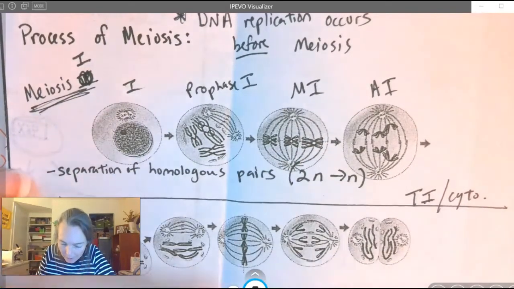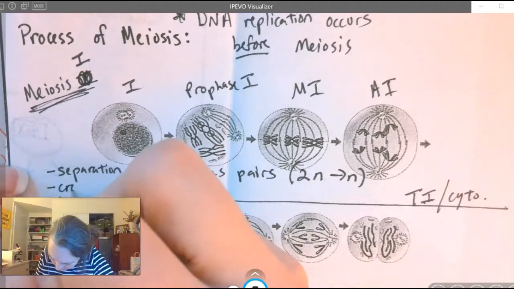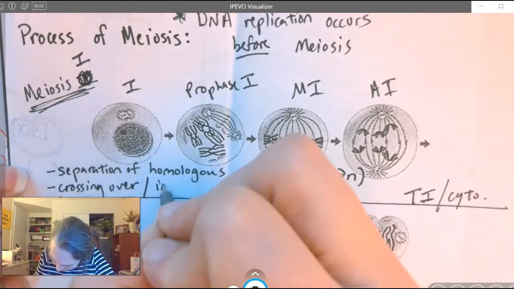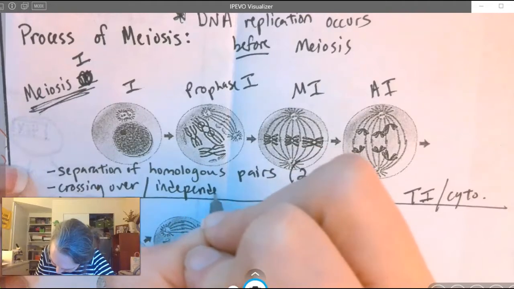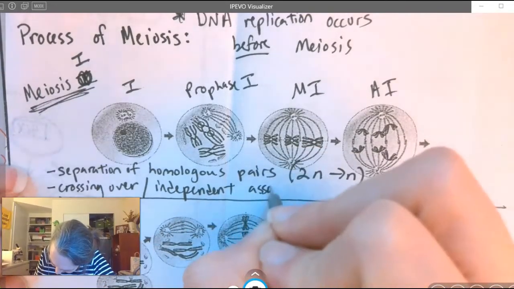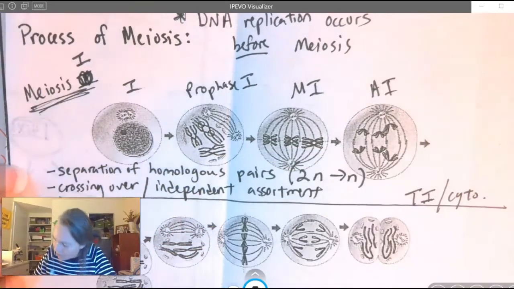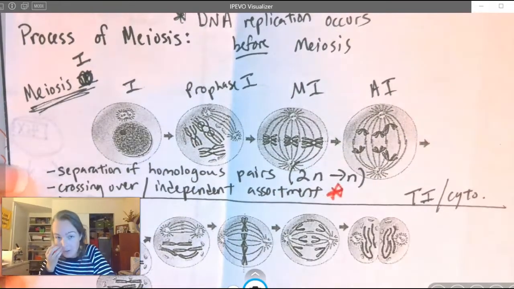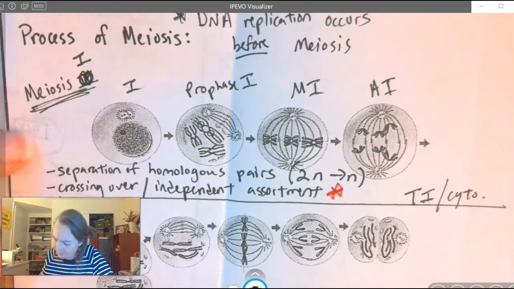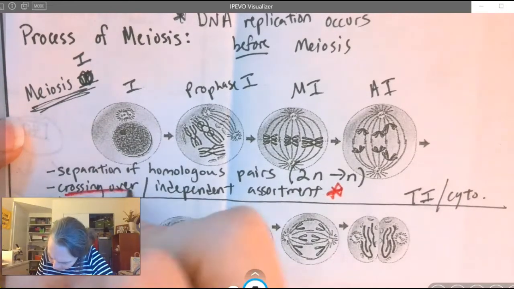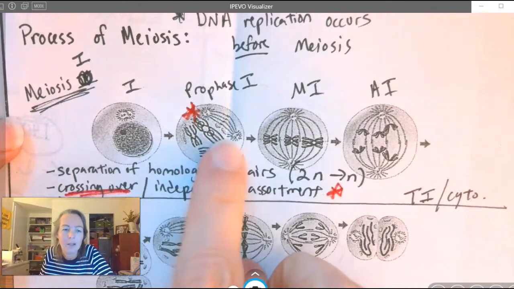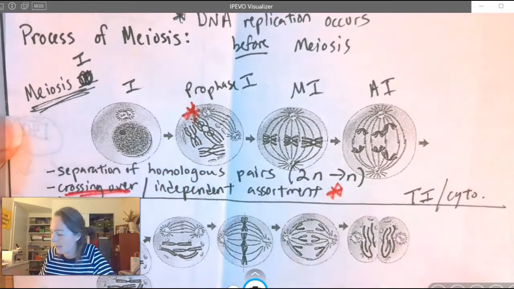Also, we have crossing over and independent assortment, which I'm going to put a major asterisk next to because these two increase genetic variation, and we'll talk about that in just a second. Crossing over happens here during prophase 1. It's when the homologous chromosomes exchange pieces of themselves.